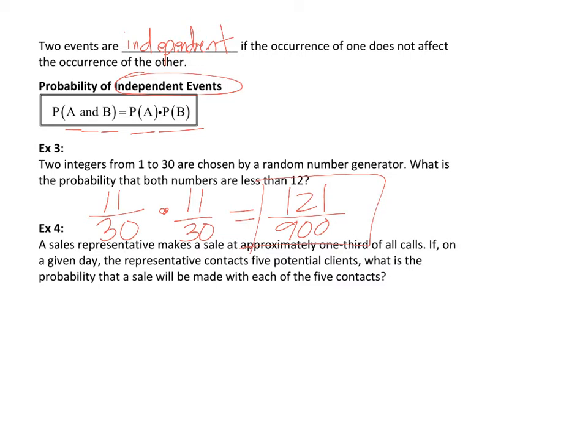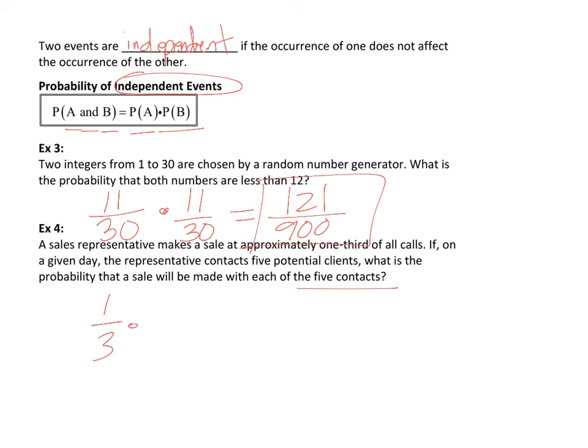All right, example 4. A sales rep makes a sale at approximately 1/3 of all calls. If on a given day the representative contacts 5 potential clients, what is the probability that a sale will be made with each of the 5 contacts? All right, he contacts one client. What's the probability that he makes a sale? 1/3.